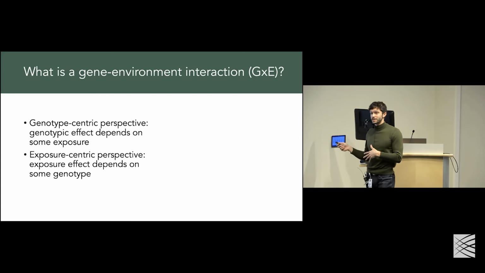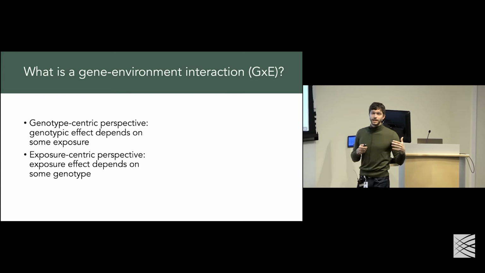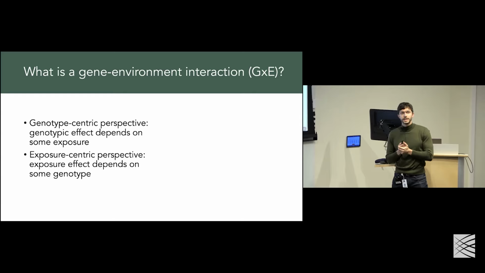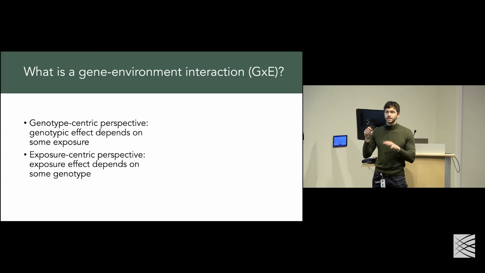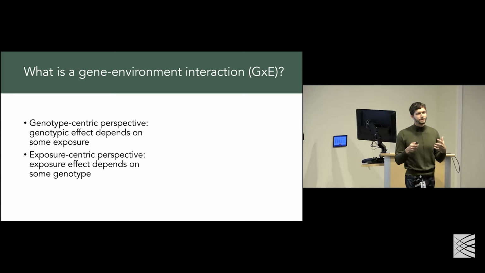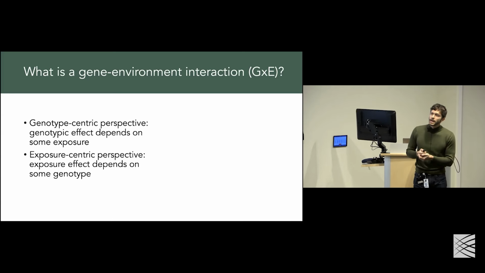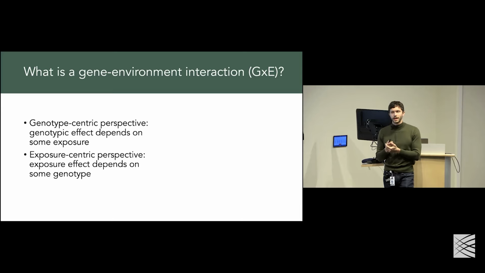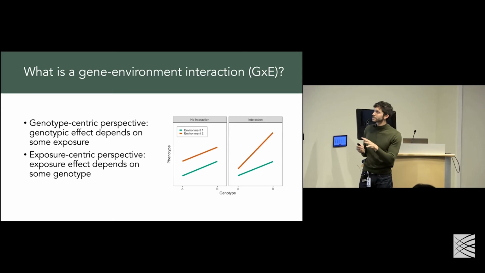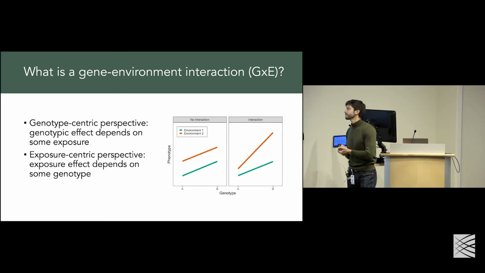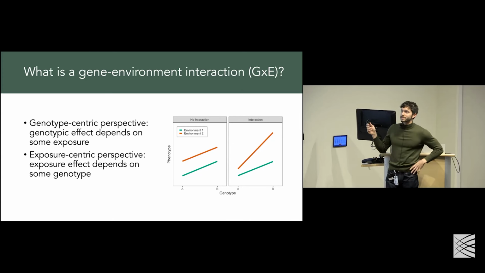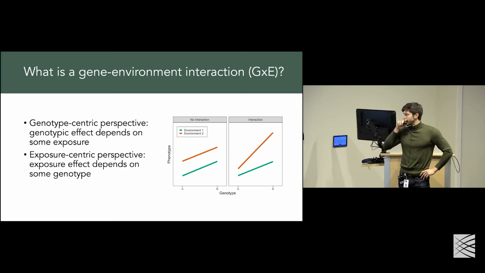Likewise, we can think of it from an exposure-centric perspective. What is the effect of an exposure, and does it depend on some genotype? Usually when we test these in practice, these questions statistically will be identical questions in terms of finding an effect size or a p-value, but nonetheless, it might change how we think about it depending on which of these is your angle. And then one more way to visualize this, just to drive this home.